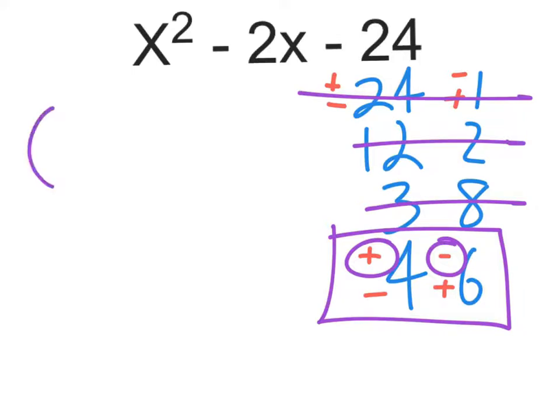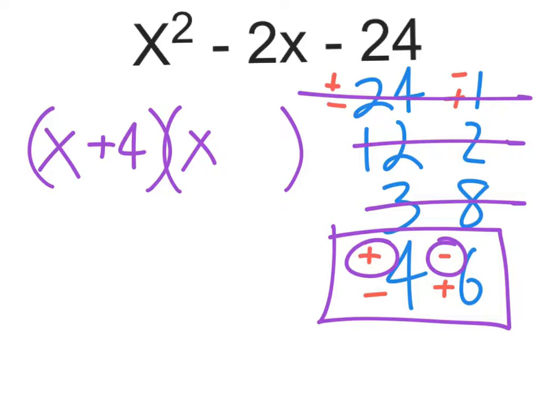We're going to create two sets of parentheses, and I can see that it's always going to be x something times x something, because it starts off with x squared, and x times x is x squared. And now it's going to be x plus 4 times x minus 6. And now we can check, so we can see exactly what that looks like.